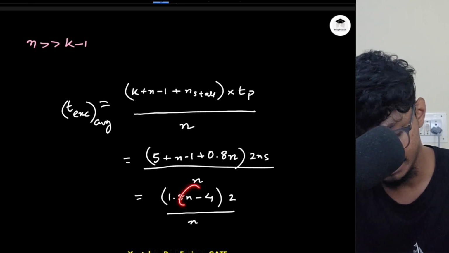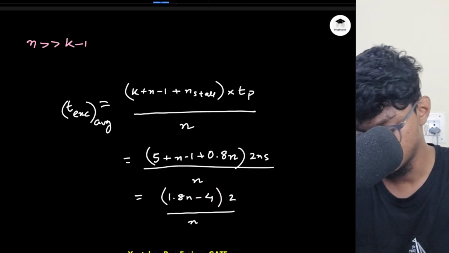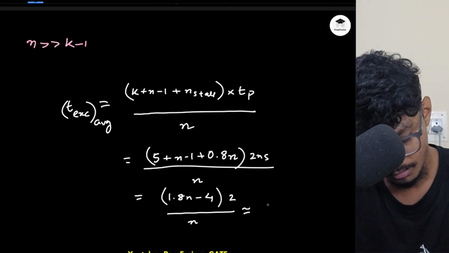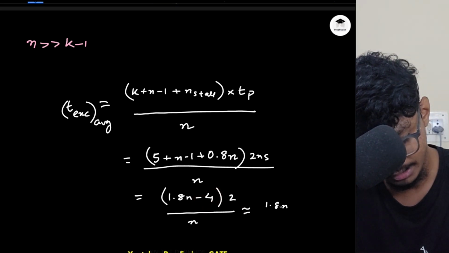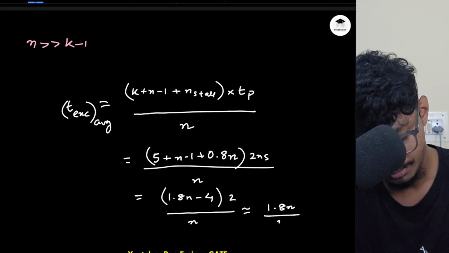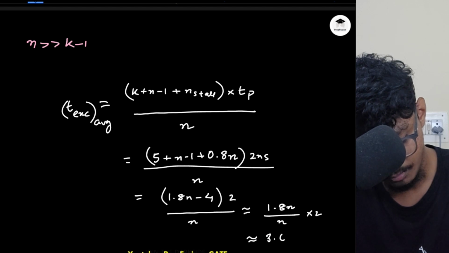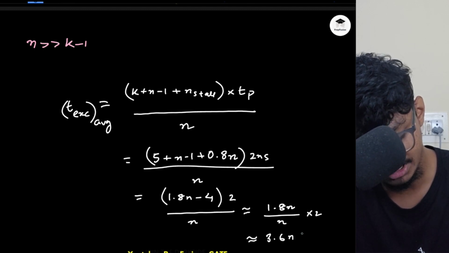If N is very, very high, just assume N to be 1000 or 10,000, so this minus 4 I can ignore. This will become 1.8 N divided by N into 2. So this will become 3.6 nanoseconds, if N is very large.